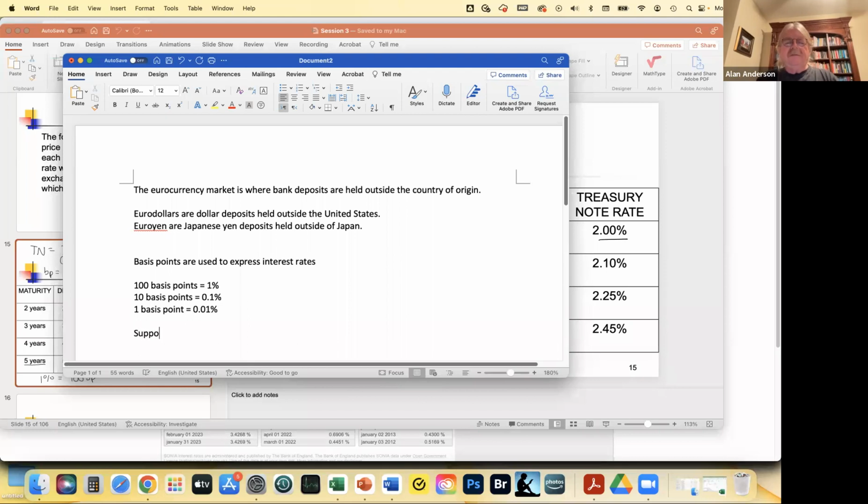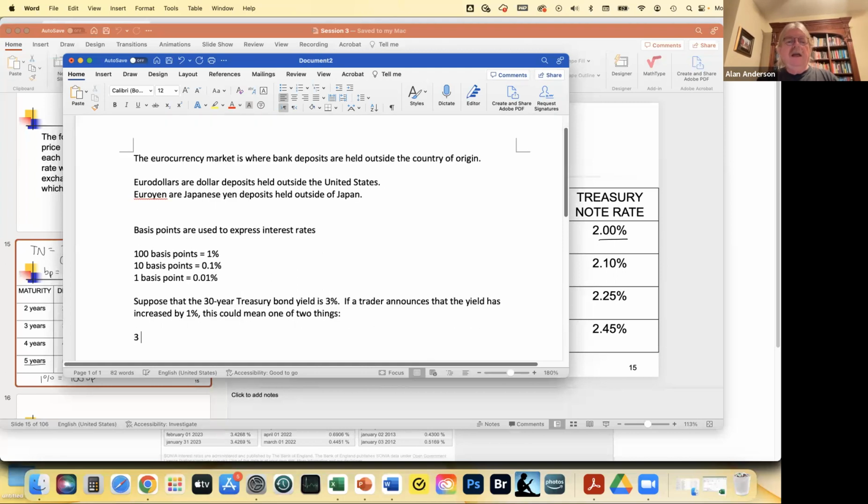Suppose, for example, the 30-year Treasury bond yield is 3%. If a trader announces that the yield has increased by 1%, this could mean one of two things.